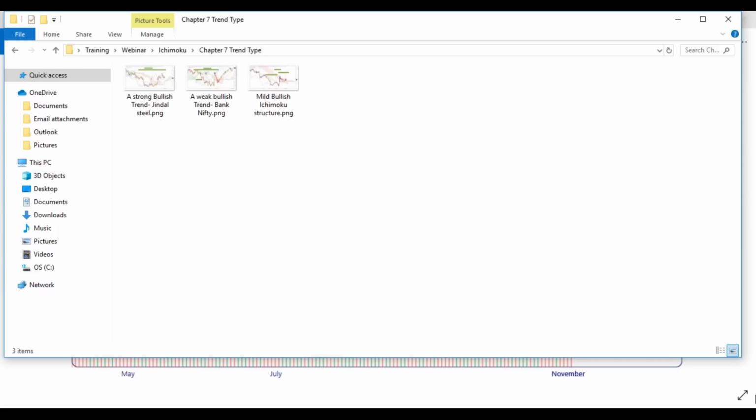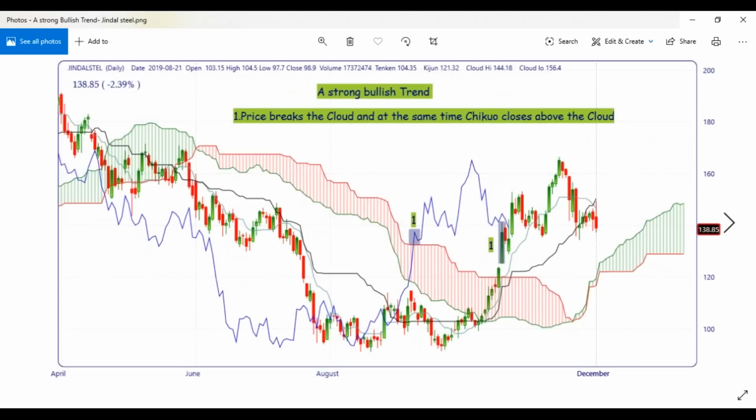Now, types of the trend, as I already discussed. As I said, when price is above a cloud, it is considered bullish, but a strong bullish trend is only when price is above the cloud and Chikou is also above the cloud. This is shown here in the chart with point 1.